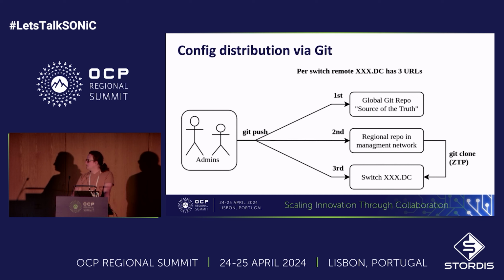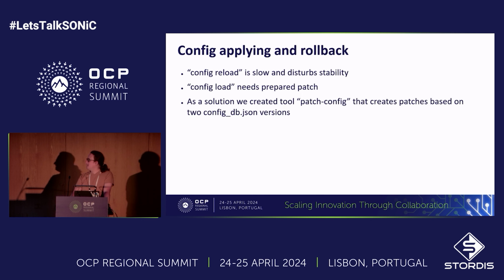And because we use Git, we have Git hooks. And we can use Git hooks to make applying and rollbacks pretty easily. We will put those hooks inside the same repo as the configuration. And we came to the next problem of applying this configuration. Basically, there are two methods, config reload and config load.